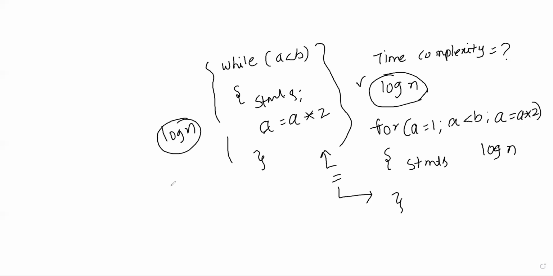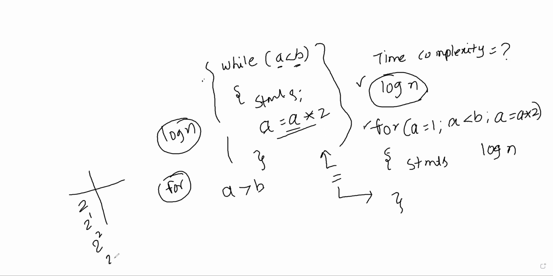See, conventionally, when I explain with for loops, you were following, but whenever I convert the same for loop into a while loop, it is a little bit difficult for you to decode. Still, if you can explain why this is log n, the same thing applies here. So a less than b. This condition would fail when a is greater than b. If you take the values of a, again the same logic, that would be 2, 2 power 1, 2 power 2, 2 power 3, and so on.